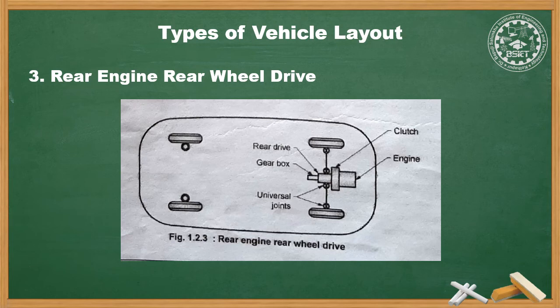This type of layout is usually used in sports cars, in rickshaws, or in the Tata Nano car. The disadvantage is that at high speed, the higher proportion of weight at the rear axle will make the car unstable. There is a strong tendency for the vehicle to oversteer.